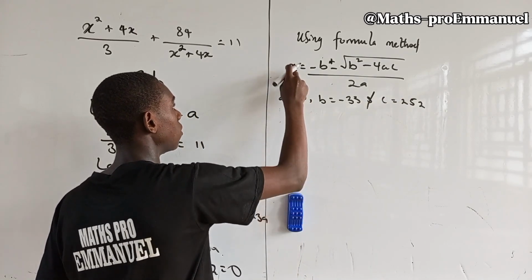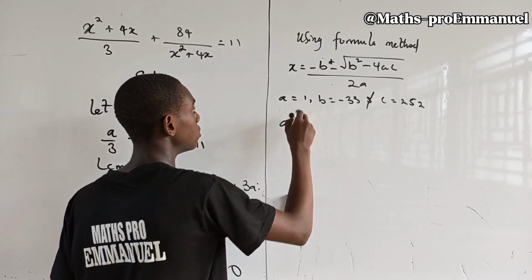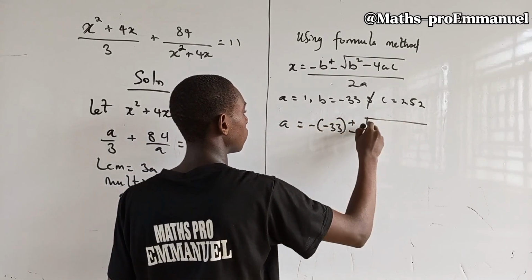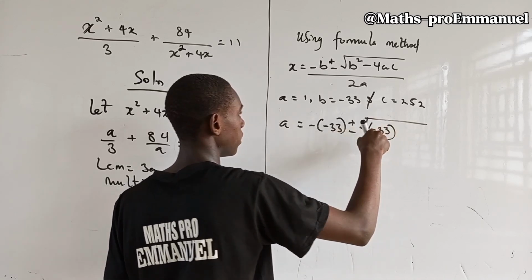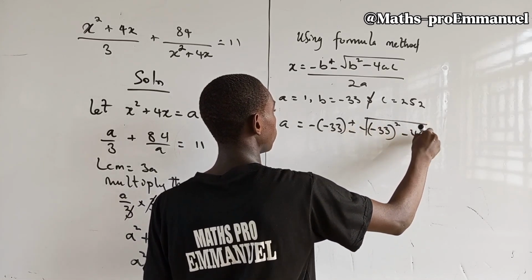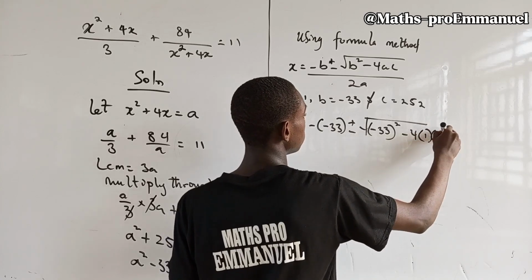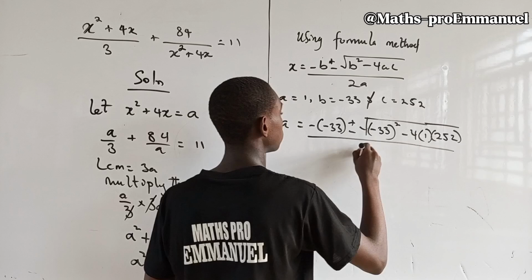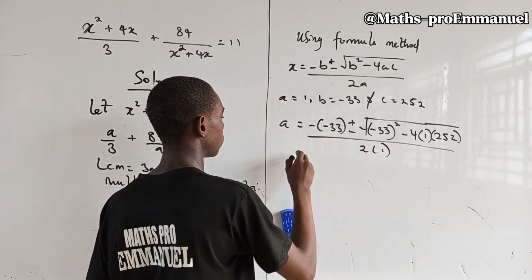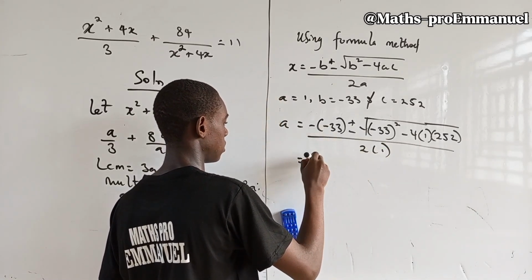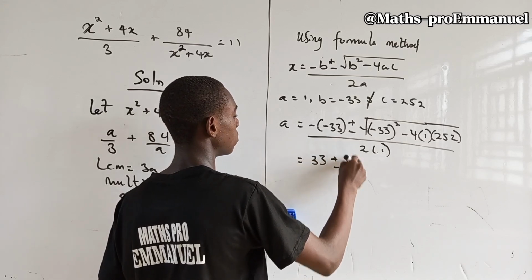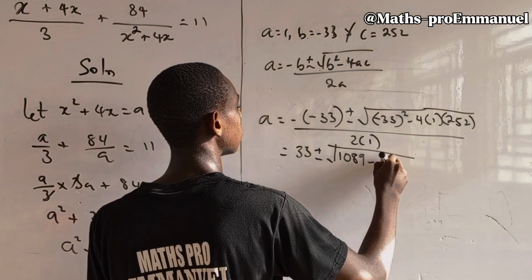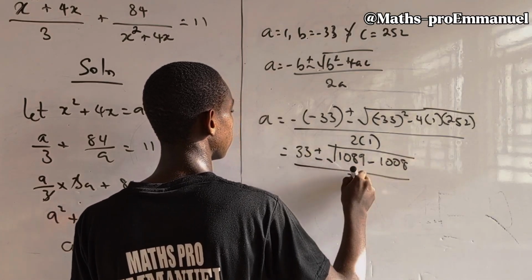So input all the values and I'll change this x to a because I'm looking for a. So a will be equal to minus into minus 33 plus or minus square root of minus 33 all squared minus 4 into ac. Now c is 252. This is simple substitution. All over 2 into 1, a is 1. So minus multiplied by minus 33 is 33. Plus or minus square root of is 1089 minus 4 times this is 1008 all divided by 2.